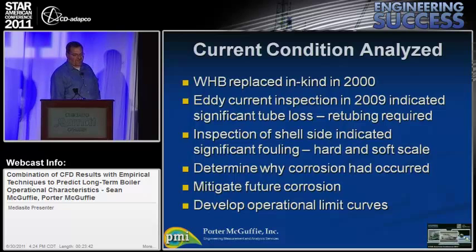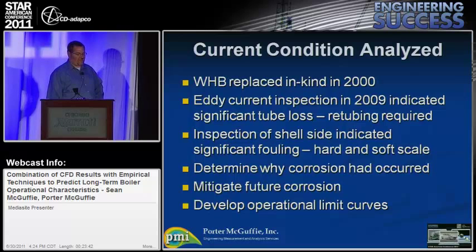An eddy current inspection on the tubes in 2009 indicated that significant tube loss had occurred. Actually, the picture of the corroded tube that we saw earlier was one of the tubes that was pulled out of this boiler, and it indicated that retubing was required to make sure that there was not an unexpected loss of pressure boundary during operation of the boiler. Once they opened the boiler up and took a look at the shell side, the water side of the boiler, they indicated that significant fouling had occurred near the inlet to the boiler.